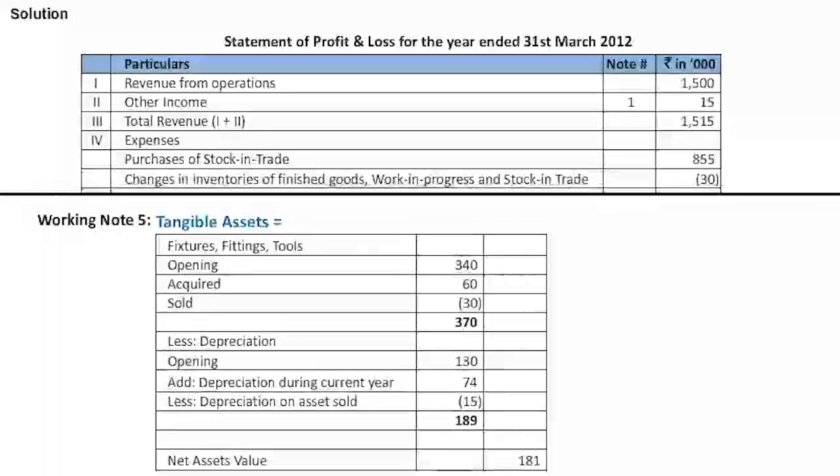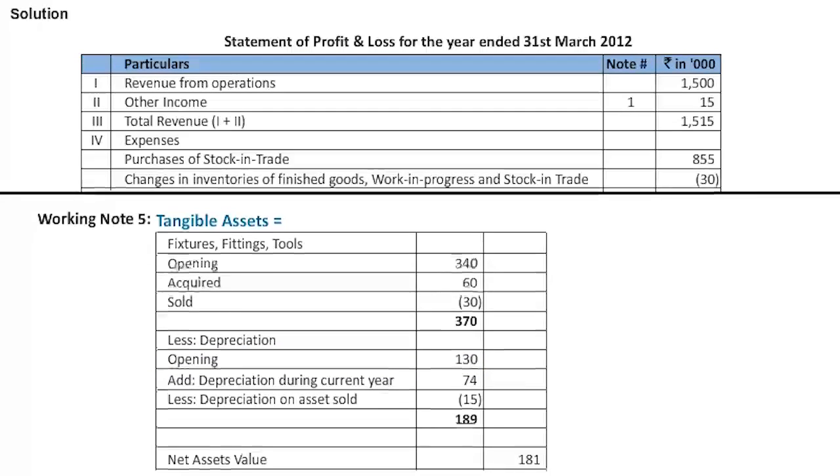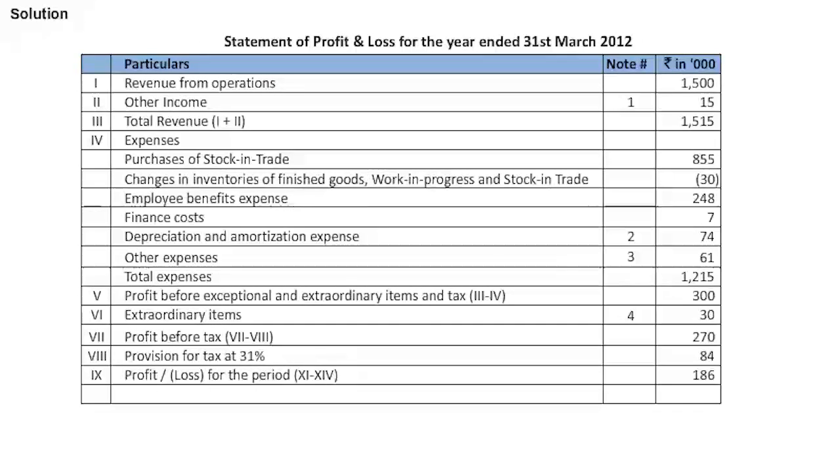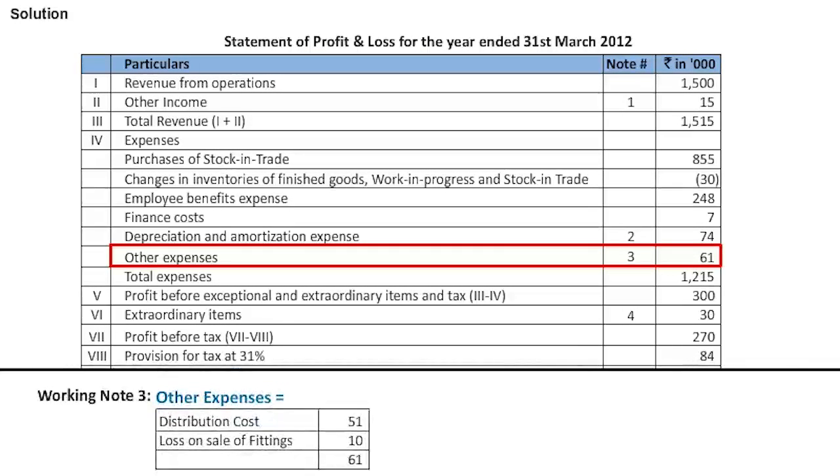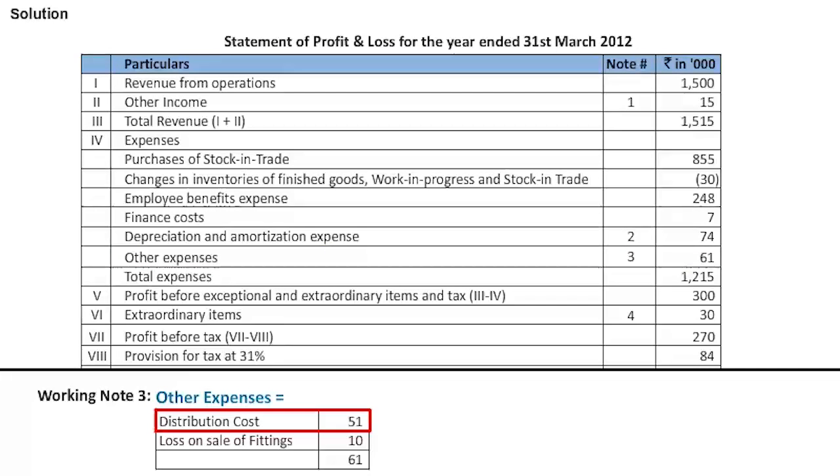Then depreciation on furniture fittings. This is basically your credit balance. That means it is opening provision for depreciation balance 130. So that will be part of your notes in the balance sheet under tangible assets. So 130 is basically your opening provision for depreciation. Because in the balance sheet, ultimately the assets will be shown net of depreciation. Then you have distribution cost 51, which will be part of your other expenses. So if you go to note number 3, distribution cost 51.